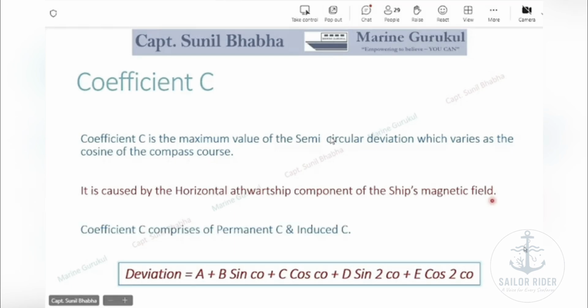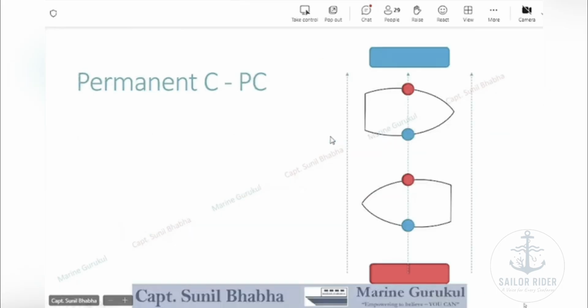Exactly like coefficient B, which had two components, coefficient C also has two components. Coefficient C comprises permanent C as well as induced C. Moving ahead now, so moving on to permanent C.